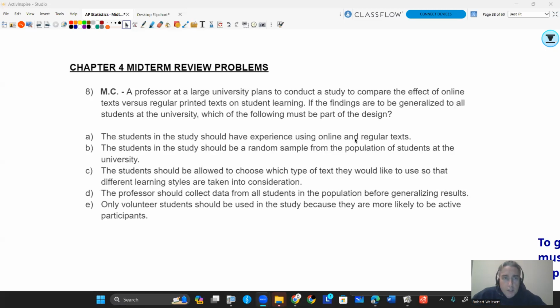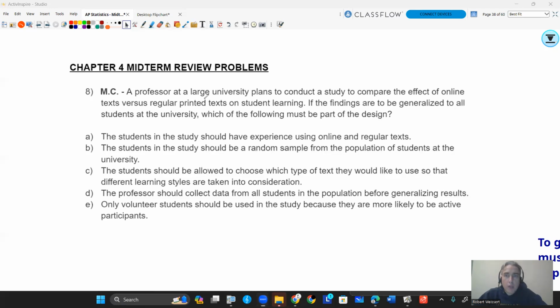All right, here is a question. It's a multiple choice question. A professor at a large university plans to conduct a study to compare the effect of online texts versus regular printed text on student learning. If the findings are to be generalized to all students at the university, which of the following must be part of the design?